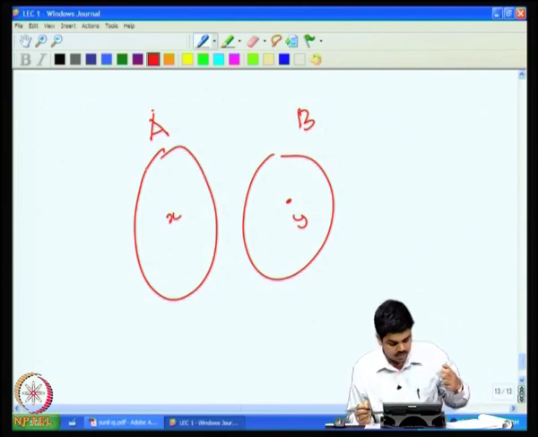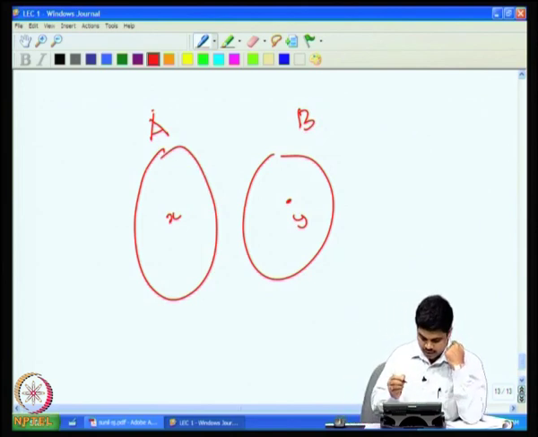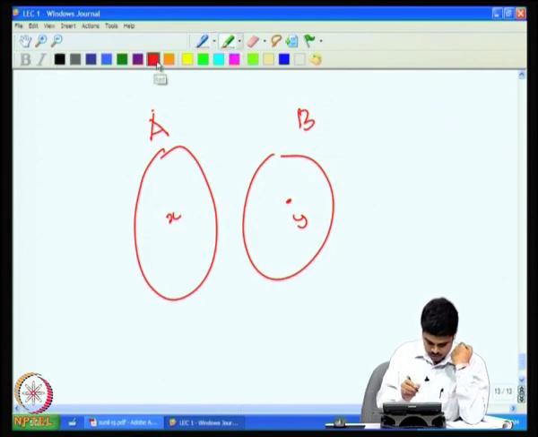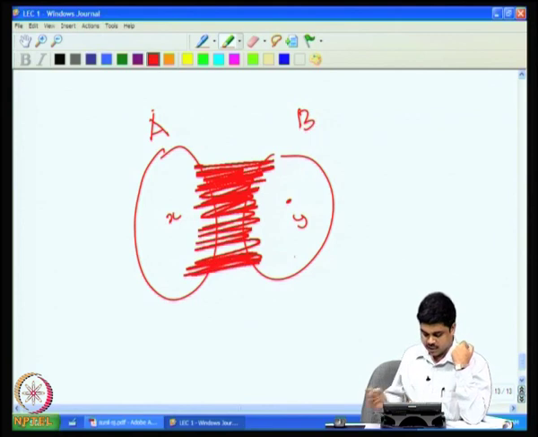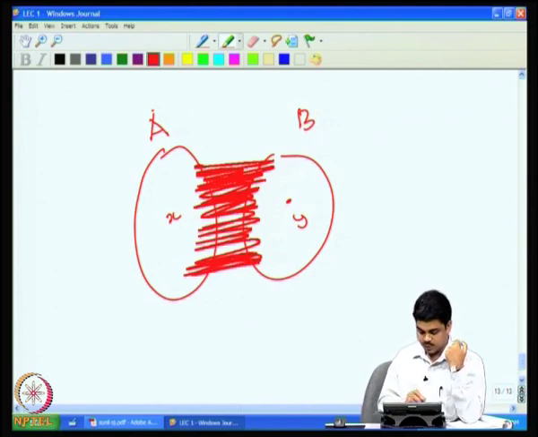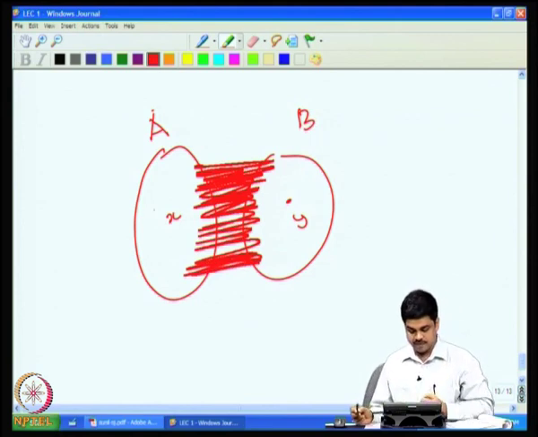So, usually we will show it by indicating it like this, all the edges are there. We can indicate it like this, all the possible edges between A and B are there. This is called a complete bipartite graph.